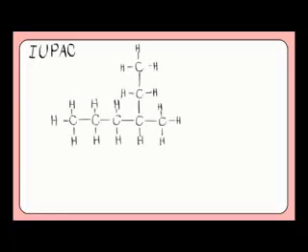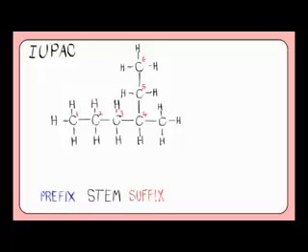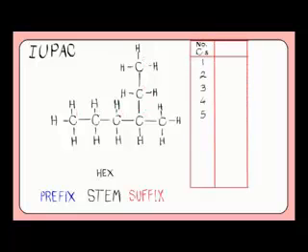The first thing we have to do is find the longest chain of carbon atoms. We have 1, 2, 3, 4, 5 here, or 1, 2, 3, 4, 5, 6 here. So the longest carbon chain is 6. This decides the stem part of the name. The names of organic molecules have a prefix, stem and suffix. As the longest carbon chain is 6, this will have the stem of hex. The stems for the different chain lengths are as follows.